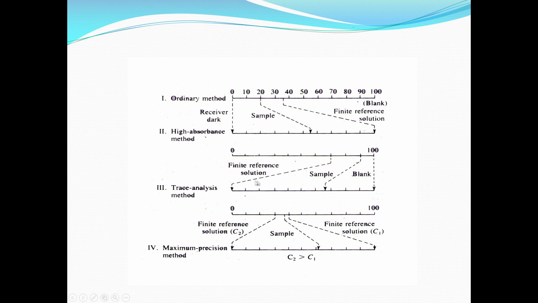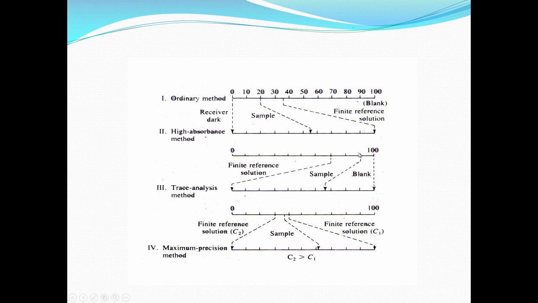Another method is, suppose my sample is a very dilute sample. So, what I do is, suppose it is about 80% transmittance and my sample is somewhere here, blank is somewhere here, I adjust the 100% and this 20% and 30% I adjust it to 0 level.